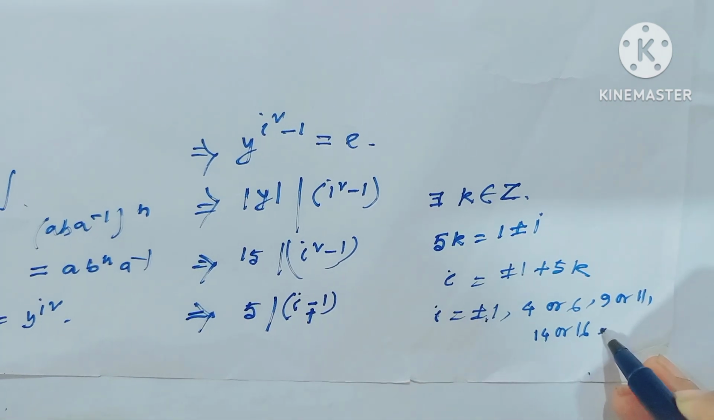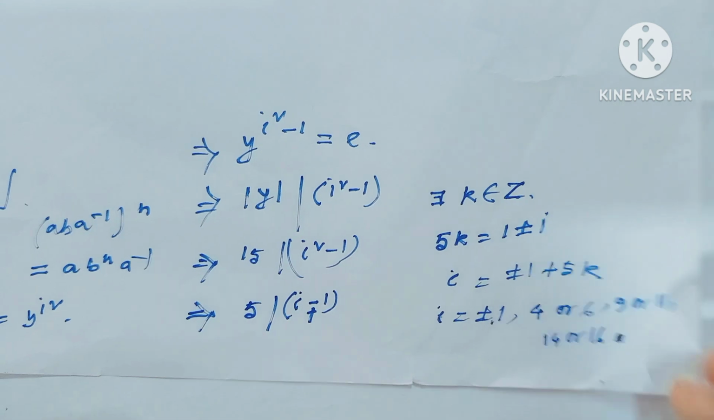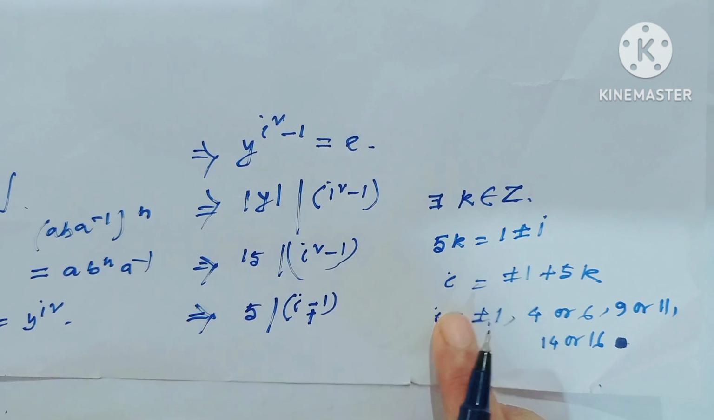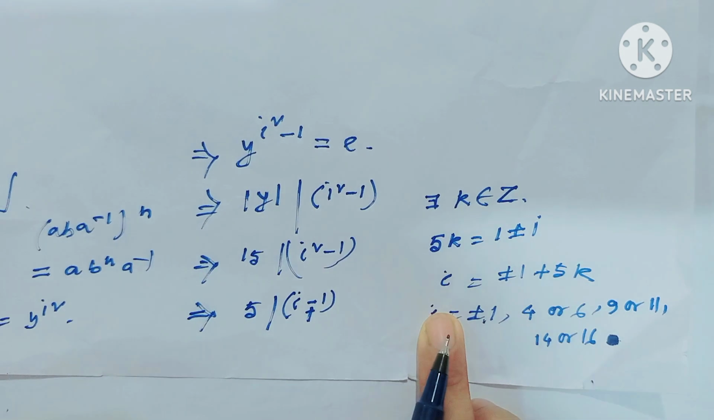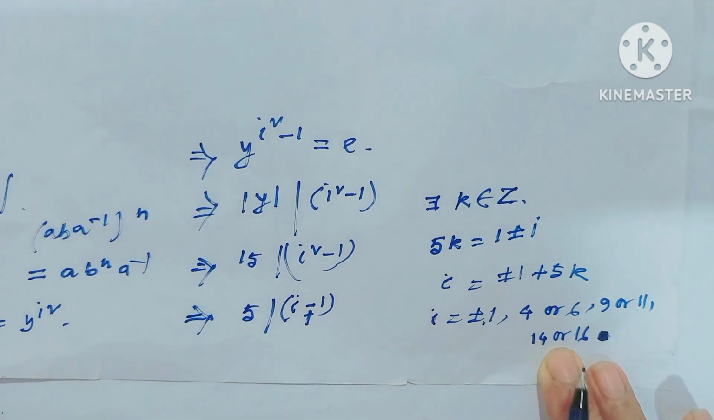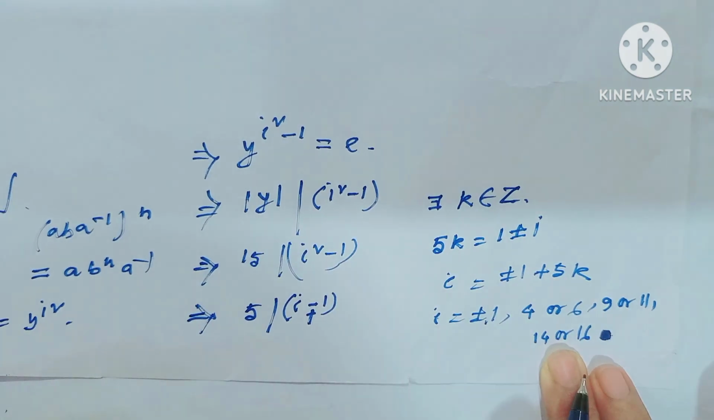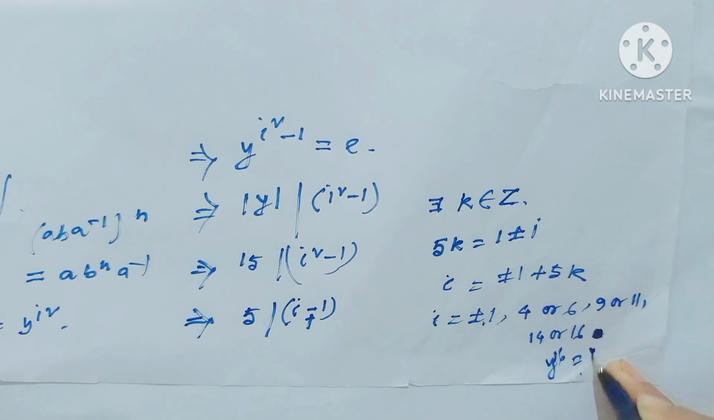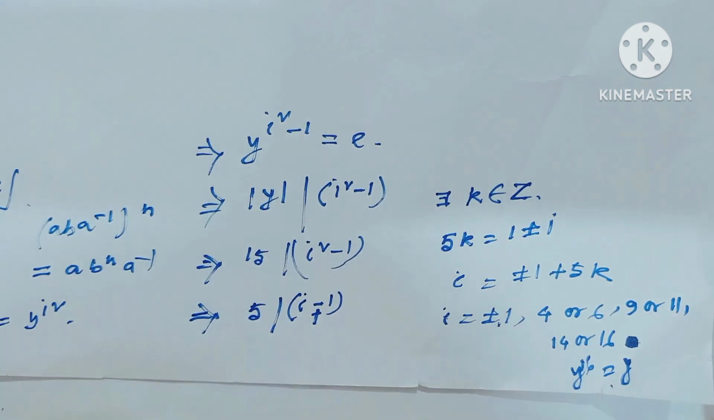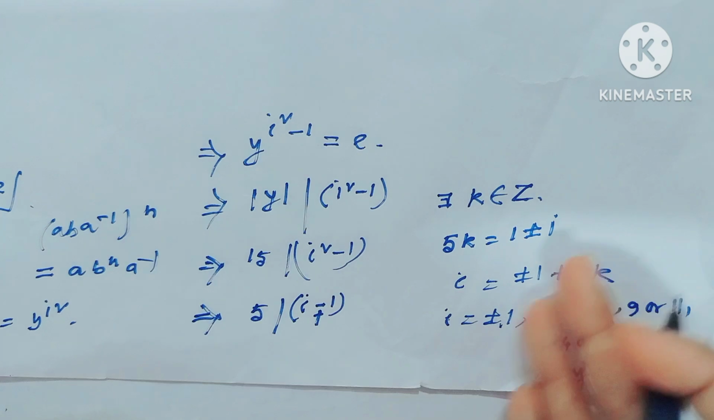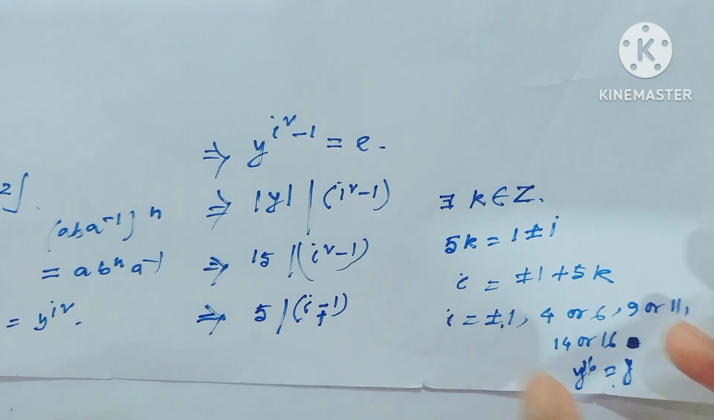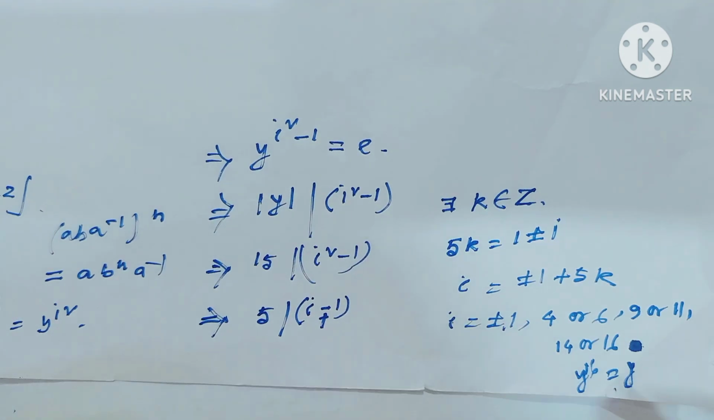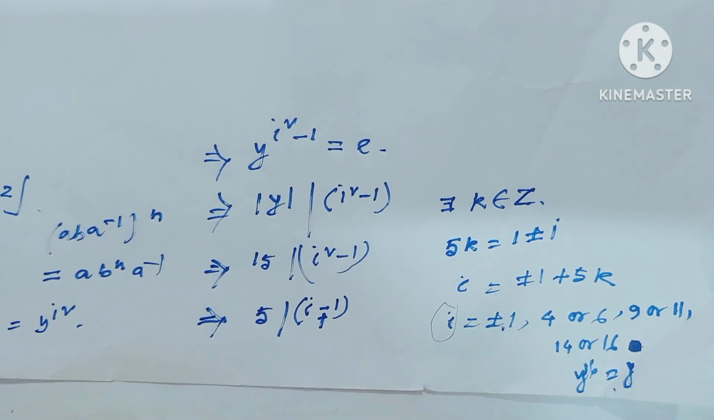I will take only this part. Here I will stop because i means y to the power i, and y to the power 16 means this value would be y. After that, the values repeat, only the distinct values would be in this part, because i means y to the power i.